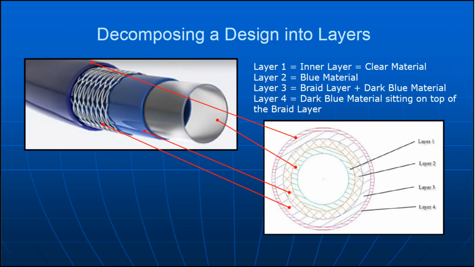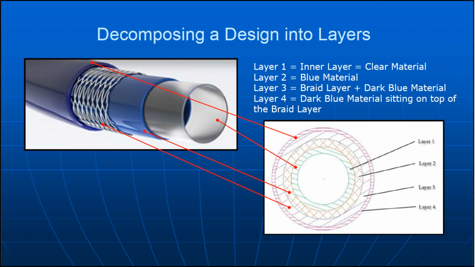Based on the prior 2 commercial examples, we observed the general principles when decomposing a design into its individual layers. We now will provide the following example, where the design is decomposed into 4 layers. The first layer, or layer 1, is the inner layer, which is identified as a clear material. In many microcatheter designs, this layer is a PTFE layer.